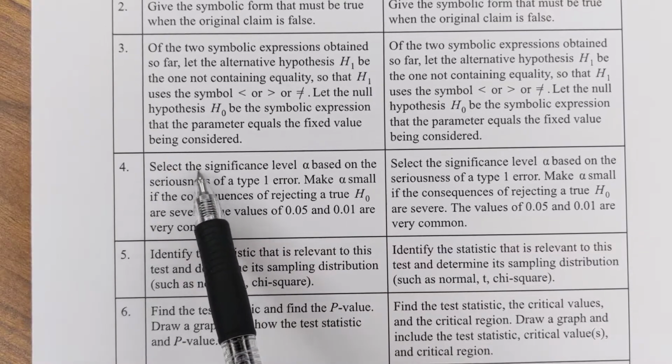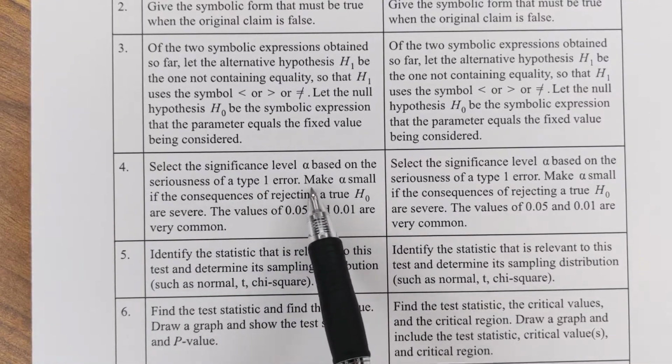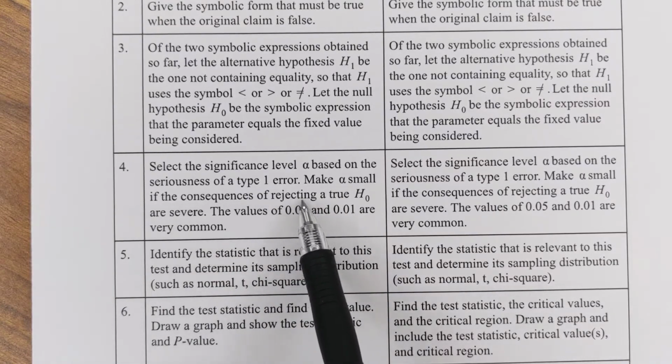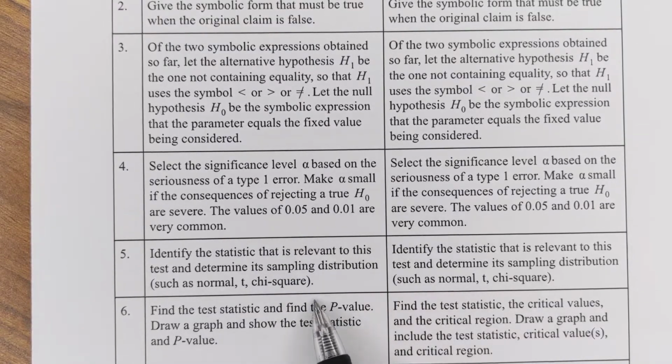So for step 4, you need to select a significance level alpha based on the seriousness of a type 1 error, which we'll talk about later. Make alpha small if the consequences of rejecting H0 are severe. Usually you use 0.05 or 0.1. 0.05 is the most common one.